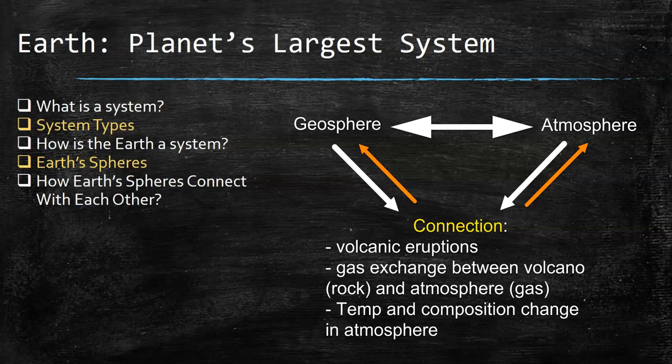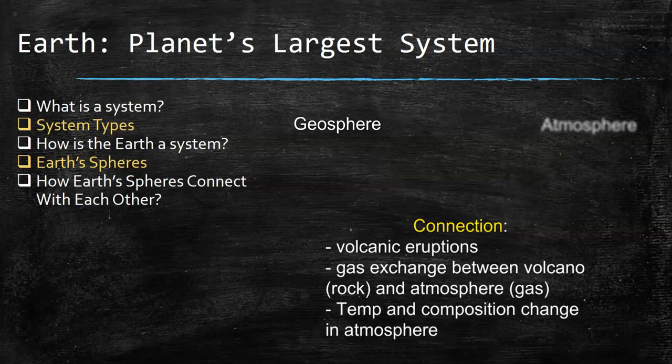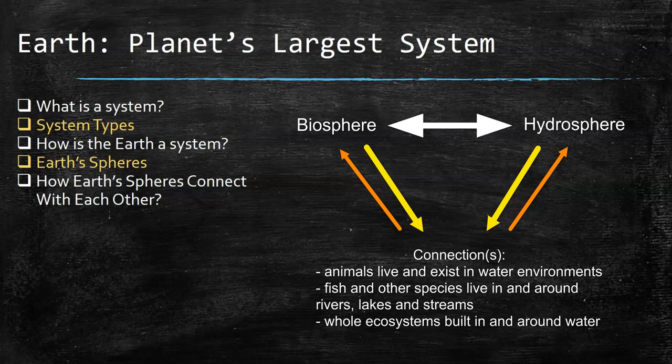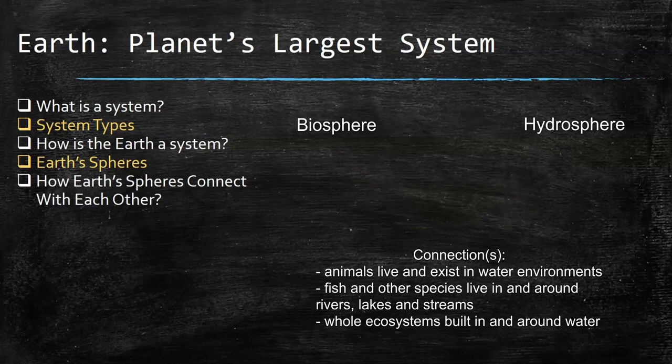Or let's say the biosphere and the hydrosphere. So the living component, the species of animals, and the water. So you talk about how animals and fish and certain mammals live in the oceans and how water allows the biosphere to survive through drinking water, like humans. So all these connections are either very obvious or some are not so obvious, but they're always happening and occurring.